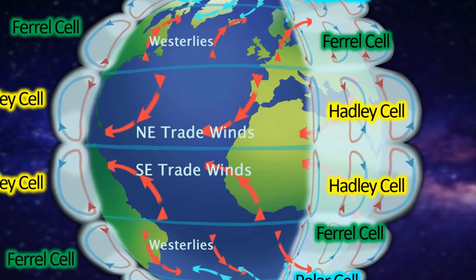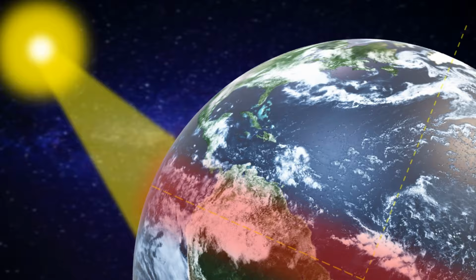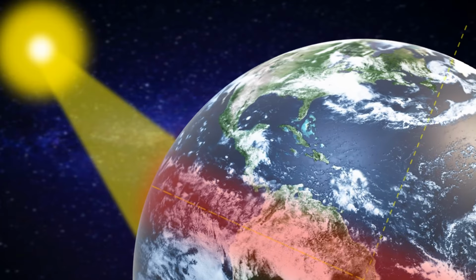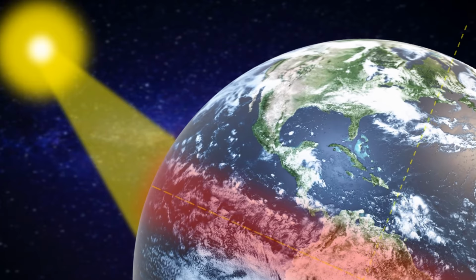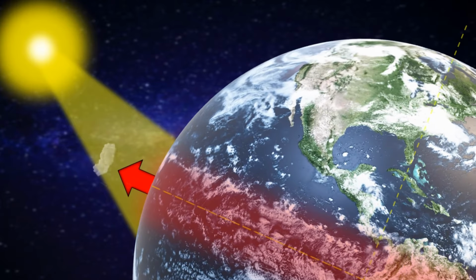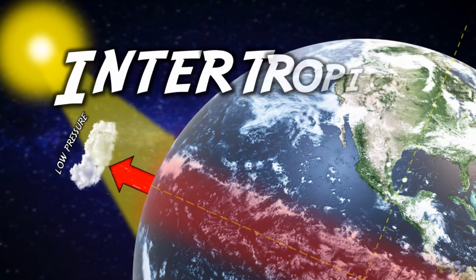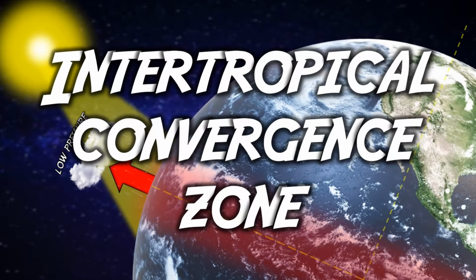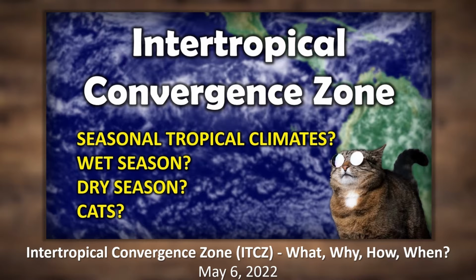Since our pilot requested I look at trade winds, let's have a closer look. We'll start at the equator, the region that receives the most direct sunlight. As this area heats up, it creates a zone of low pressure called the Intertropical Convergence Zone. I made a video in May of 2022 on the Intertropical Convergence Zone that covers this concept in some detail if you would like to know more. I'll leave a link in the description.